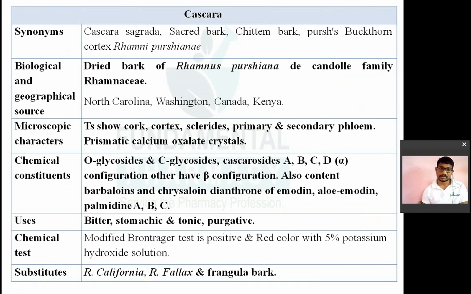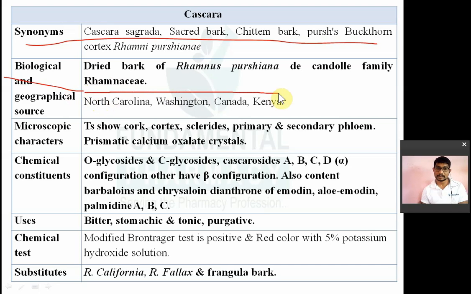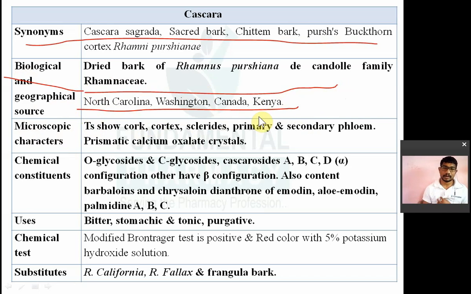Next one is Cascara. Cascara is known as Cascara sagrada, sacred bark. Synonyms से याद रखो: Cascara sagrada, sacred bark, Chittem bark and Persian blackthorn. Cortex Rhamni purshiani. Biological and geographical source: dried bark of Rhamnus purshiana, family Rhamnaceae, found in North Carolina, Washington, Canada and Kenya. So that is known as Cascara sagrada.